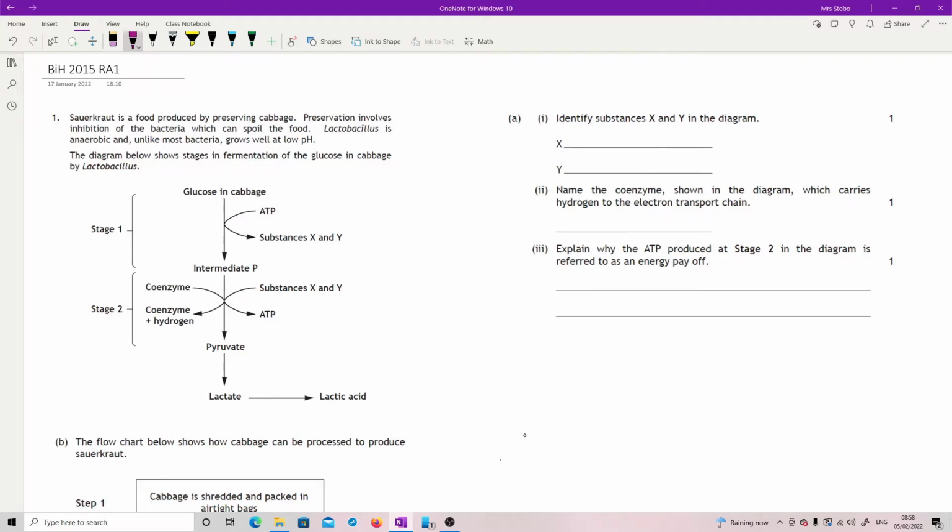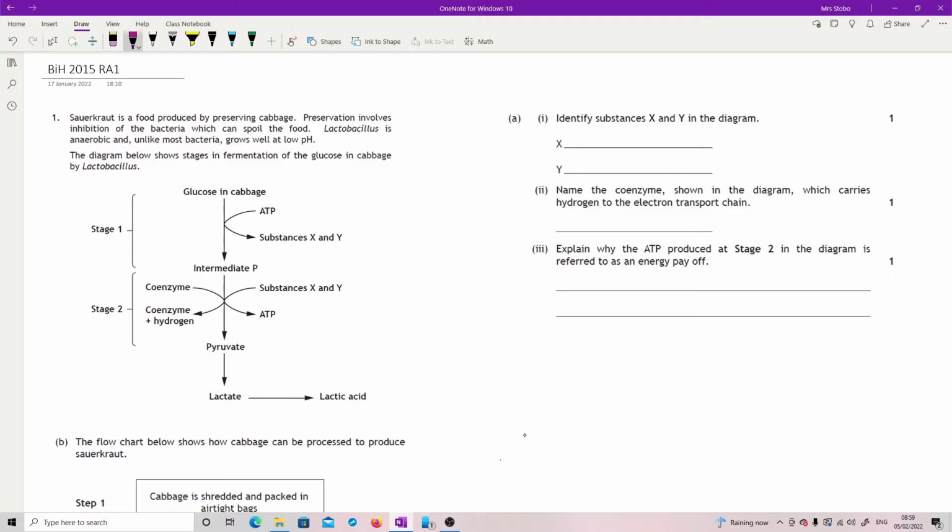Sauerkraut is a food produced by preserving cabbage. Preservation involves inhibition of the bacteria which can spoil the food. Lactobacillus is anaerobic and, unlike most bacteria, grows well at low pH. The diagram below shows stages in fermentation of the glucose in cabbage by Lactobacillus.